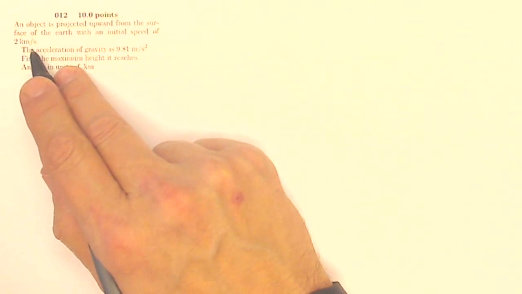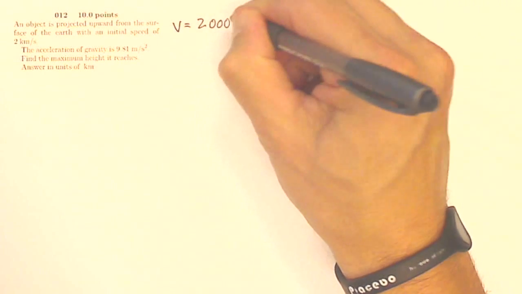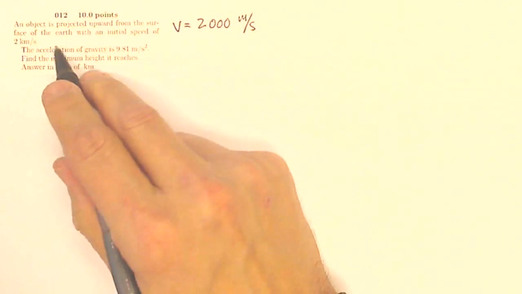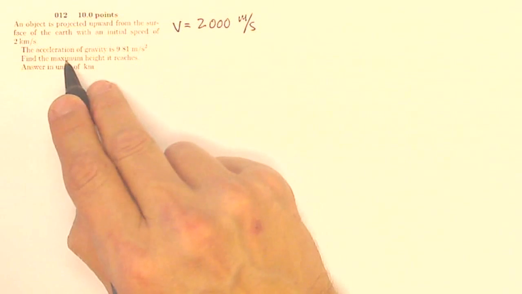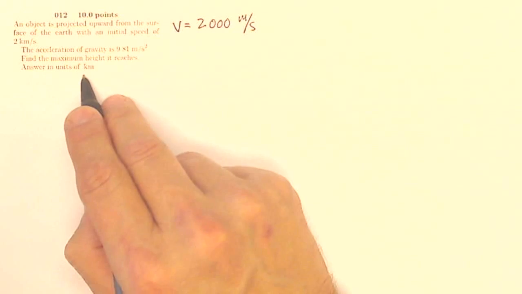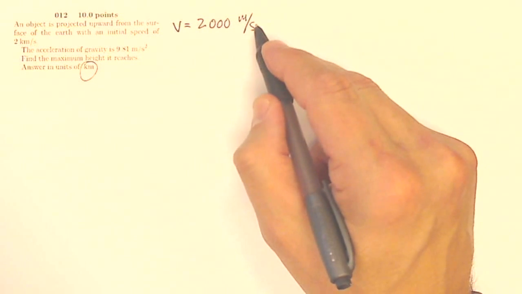An object is projected upward from the surface of the Earth with an initial speed of 2 kilometers per second. So my initial speed is going to be 2,000 meters per second. The acceleration of gravity is 9.1 meters per second squared. Find the maximum height it reaches, answer in units of kilometers. So I turned it into meters per second because all of my equations are that way.